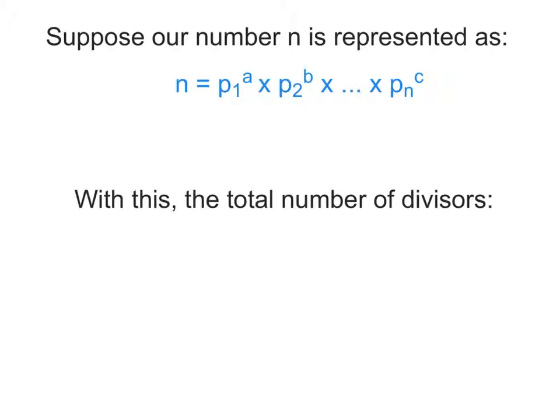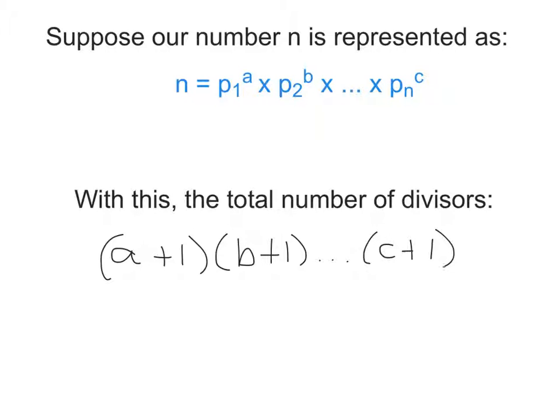Once we have completed the prime factorization of n, we can now move on to our most crucial part. With this in mind, the total number of divisors can be found by taking our exponents a, b, c, and so on, and writing them in the following format. If we take a plus 1 times b plus 1, and then lastly our last exponent c plus 1, that is going to equal the number of divisors that we have.